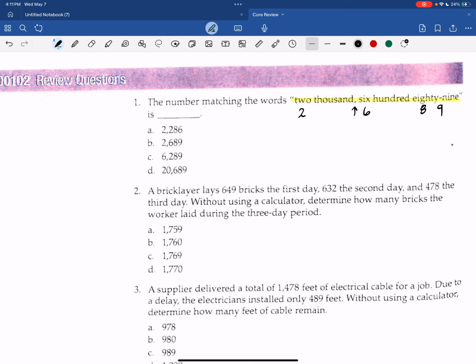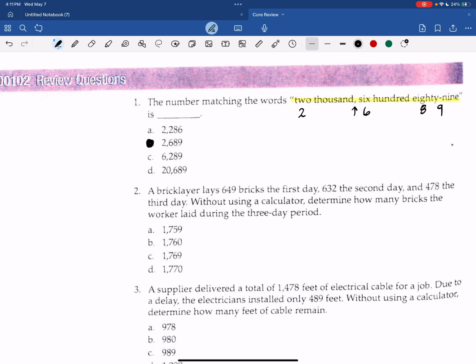For someone like me who has a problem with dyslexia, this can be a little bit of a challenge. So I encourage you to write those numbers down if you need to. 2689, and the comma is after the 2. So number 1 is B as in Bravo.